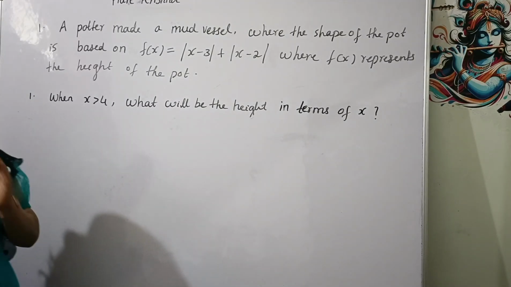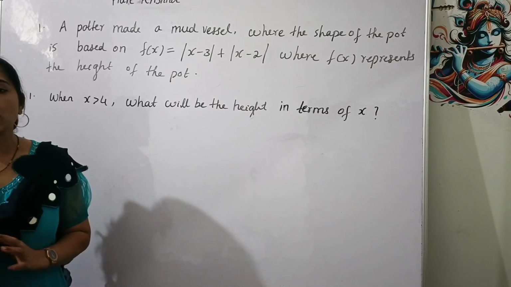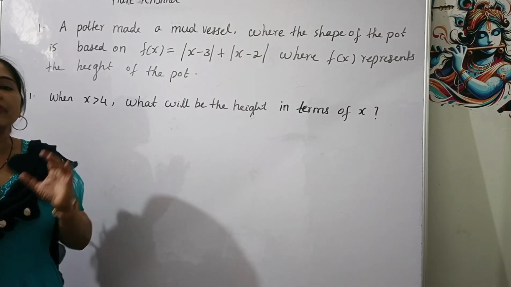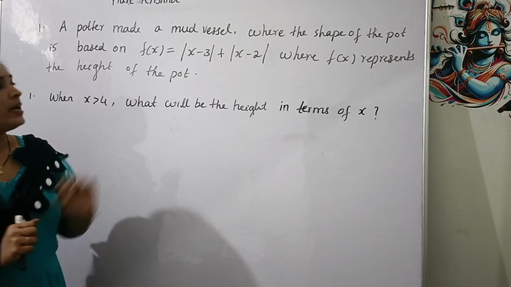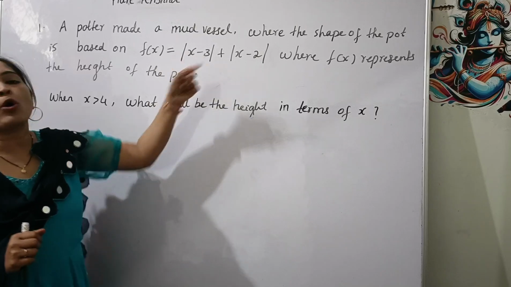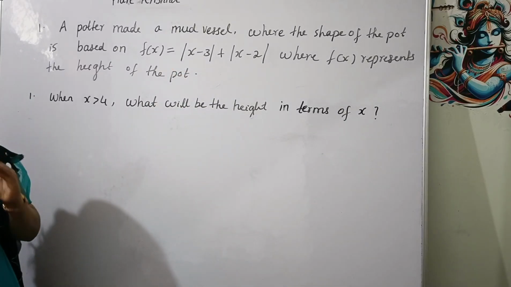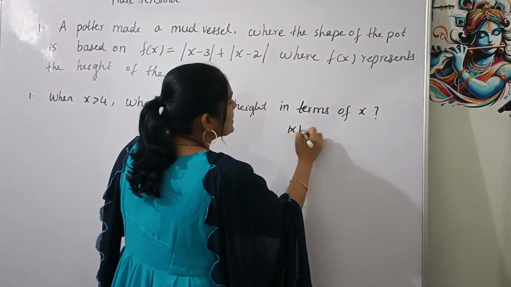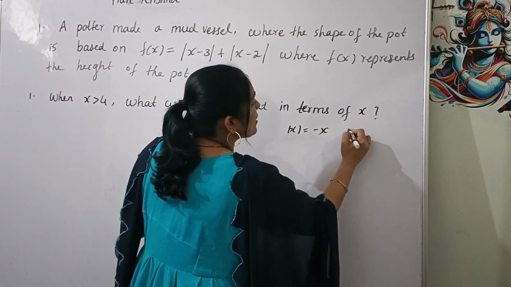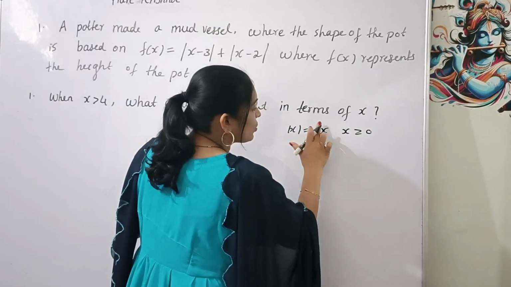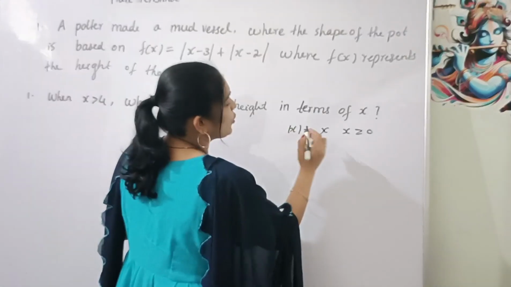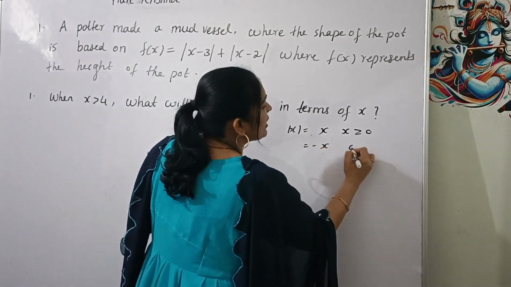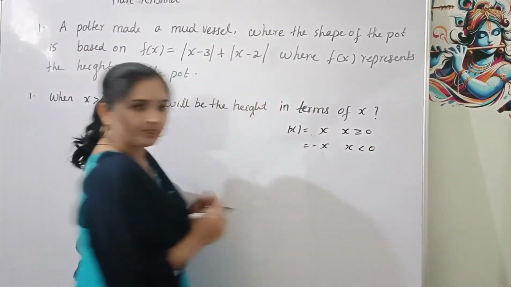See, here the given function is a modulus function, right? So first of all, we have to redefine the given function, |x - 3| + |x - 2|. We know how to redefine the modulus function. |x| is equal to x when x is greater than or equal to 0, and minus x when x is less than 0.